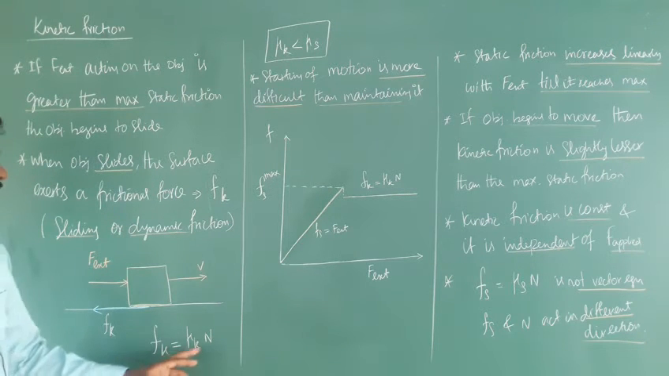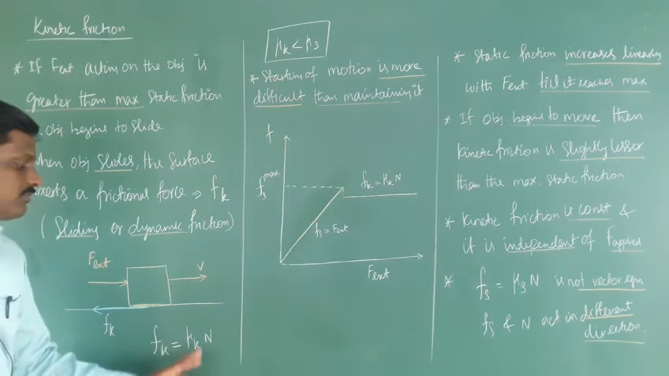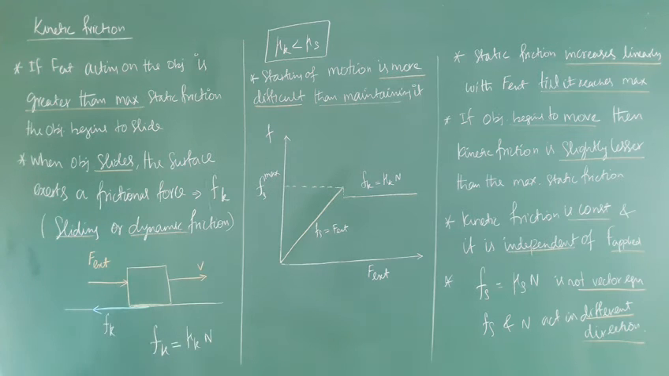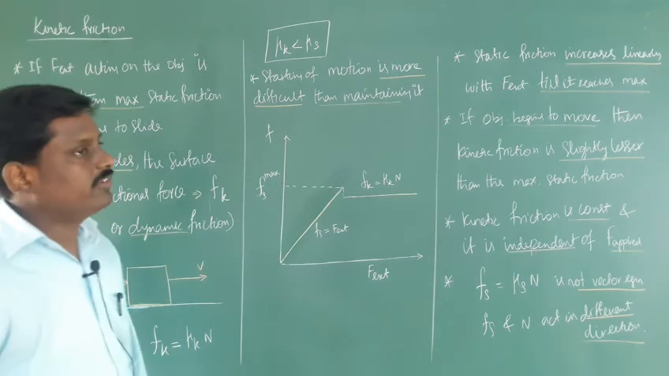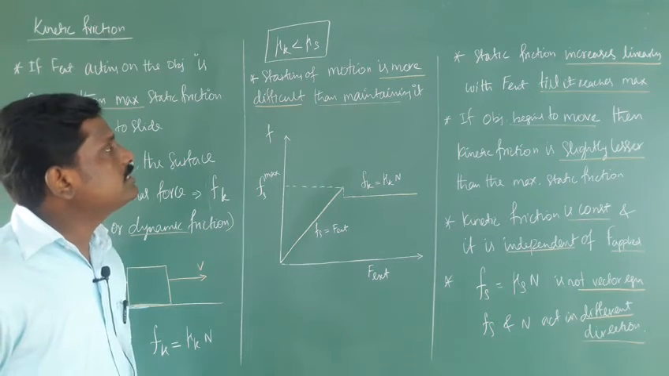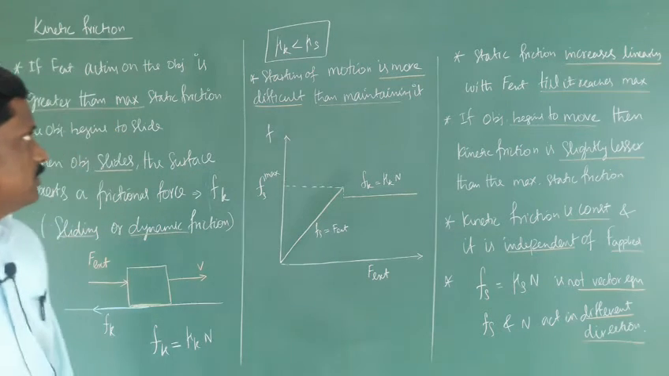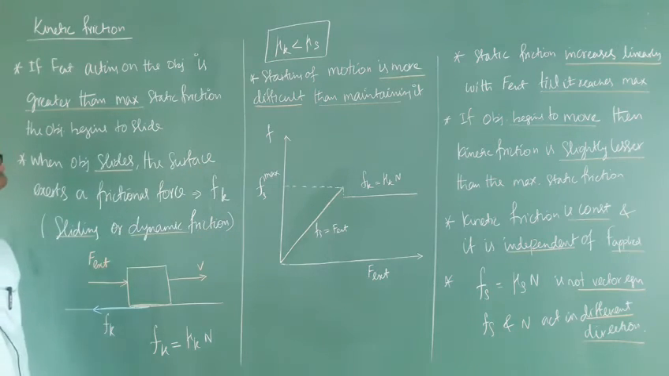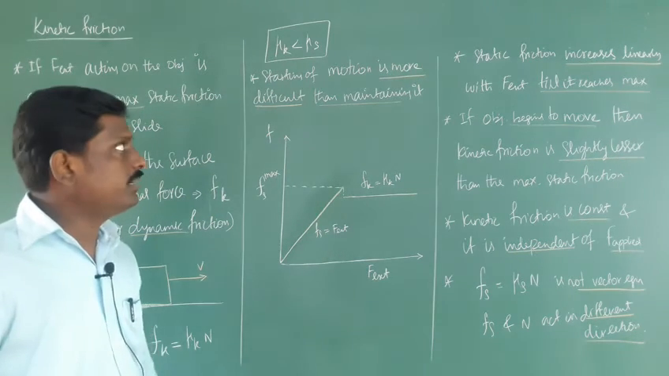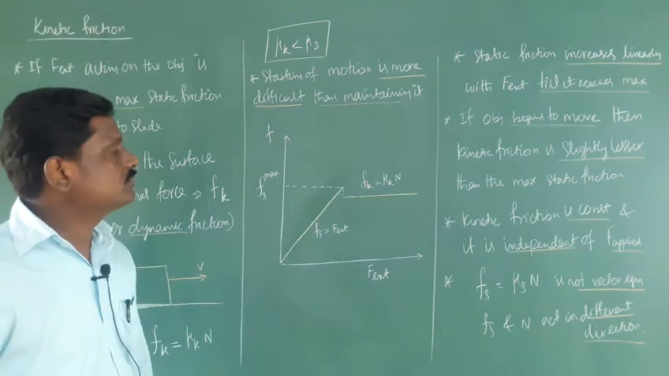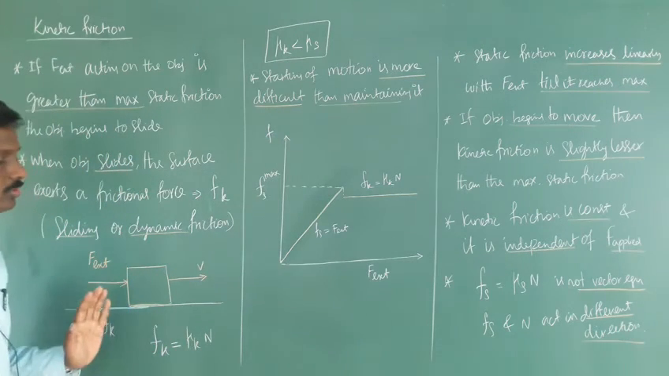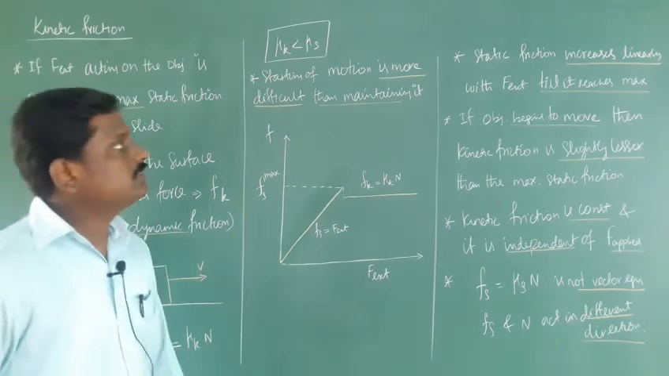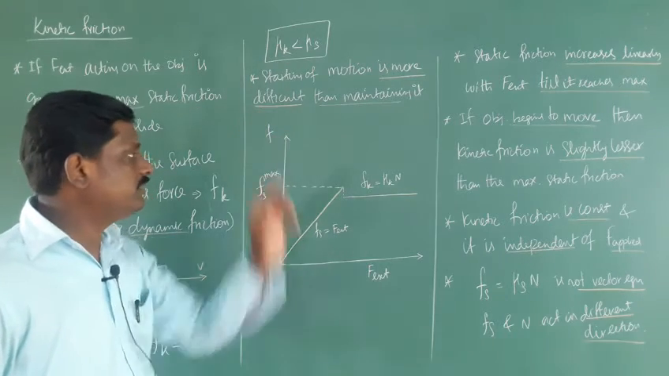Then Fk equals mu k N. Here mu k is the coefficient of kinetic friction, and N is the normal force, that is mass times gravity. Here mu k is less than mu s, that means the coefficient of kinetic friction is less than the coefficient of static friction. That means to start moving an object at rest is more difficult than to maintain its motion.